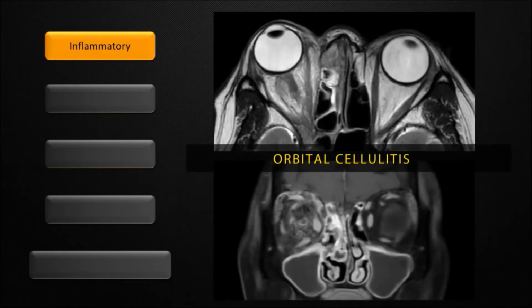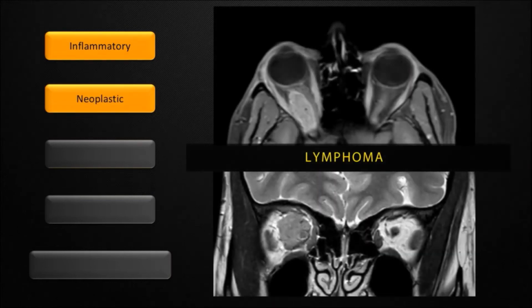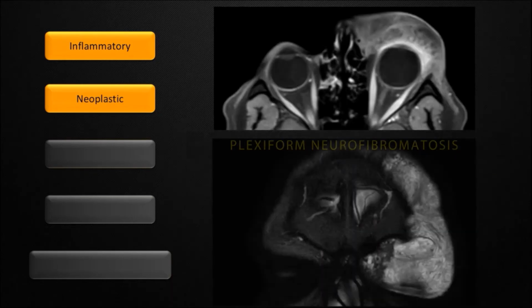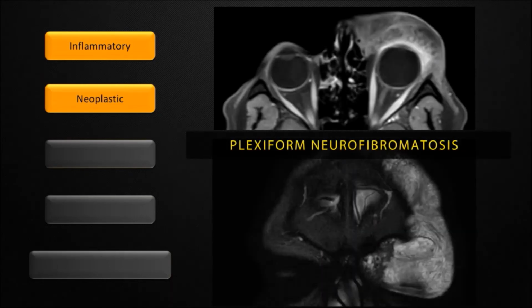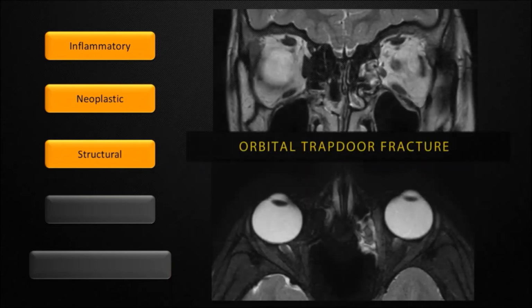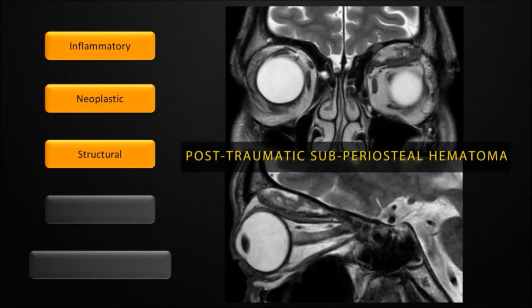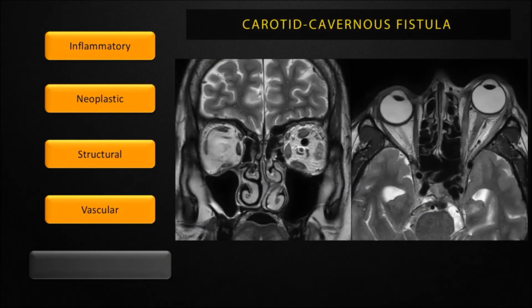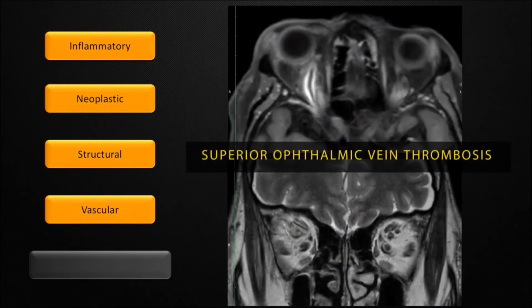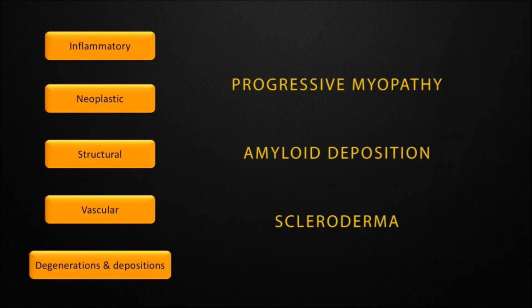MRI is indicated in the following: inflammatory pathologies like thyroid orbitopathy, orbital cellulitis, non-specific orbital inflammation, collagen vascular disease, lymphoproliferative diseases, and fulminant neoplasms. Neoplastic pathologies include all the cases ranging from benign to malignant occurring in various spaces of the orbit. Structural pathologies include traumatic disorders, congenital facial deformities, cysts like implantation cyst, dermoid, lacrimal cyst, and mucocele. Vascular malformations and vascular tumors are best visualized on MRI.